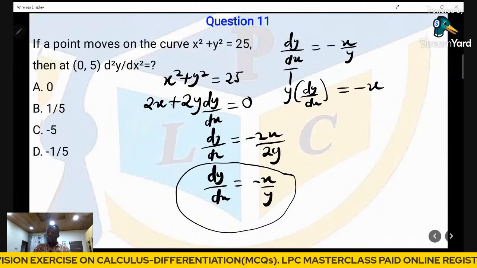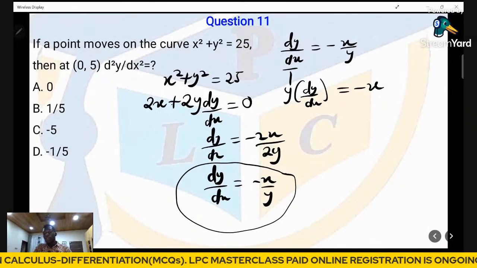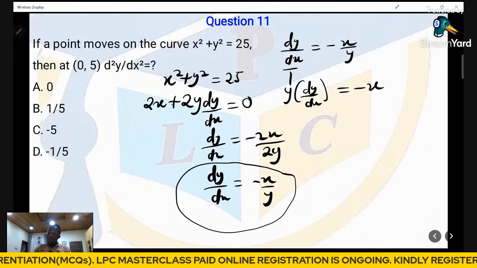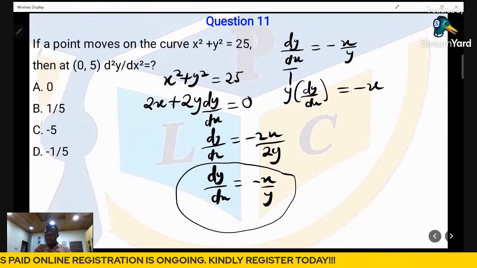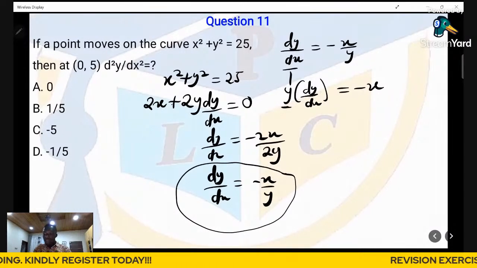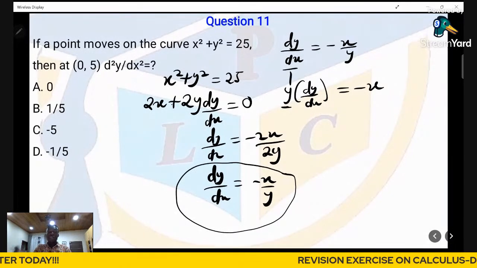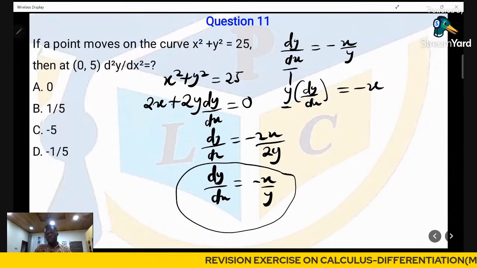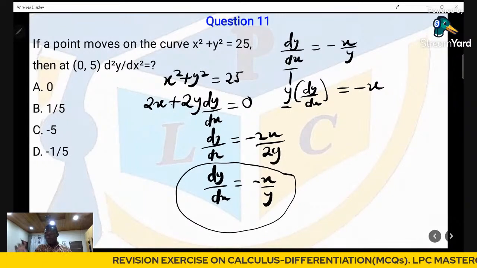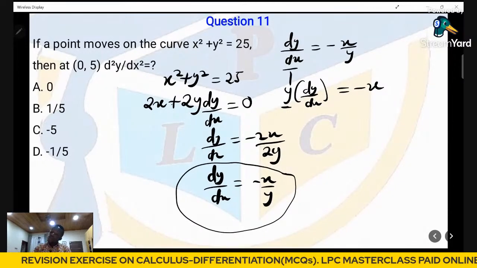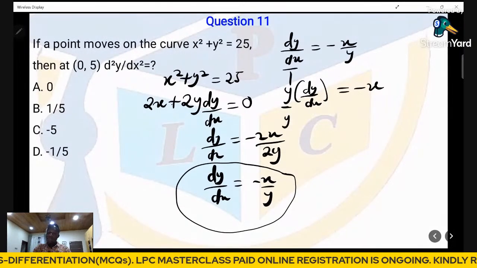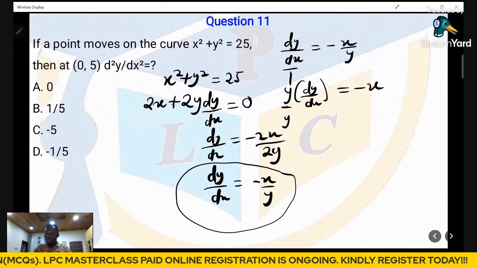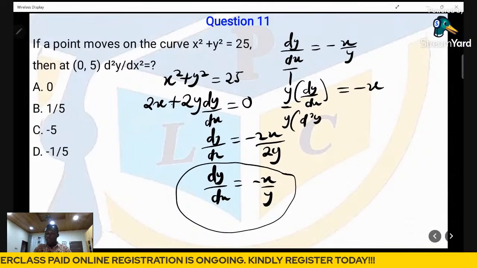Once we get to this stage, we are going to differentiate the function again. Remember, here becomes a product rule. So I'll first hold the y and differentiate dy over dx. After that, I will say plus, and I'll hold the dy over dx and differentiate the y. So I'll hold the y, and when I differentiate dy over dx, that is the second derivative, it becomes d squared y over dx squared.